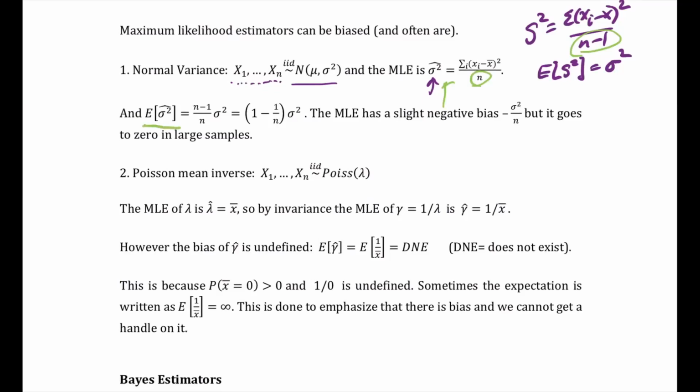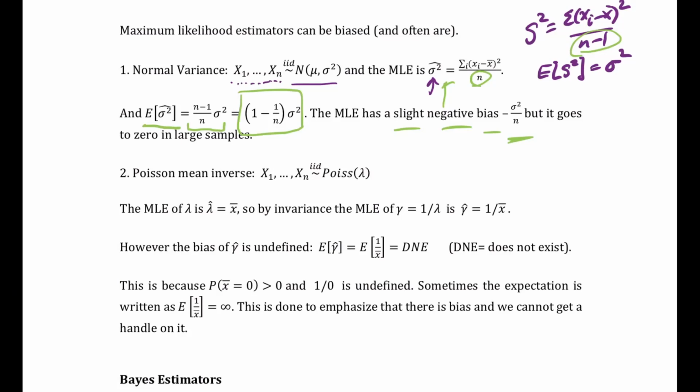So the expected value of the maximum likelihood estimator of the variance is slightly less than the actual variance. And here's an easier way to think about it. It's 1 minus 1 over n times sigma squared. So there's a slight negative bias, but that bias goes away as the sample size gets very large. So that's nice to know.